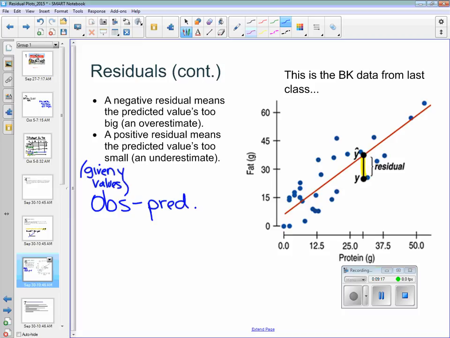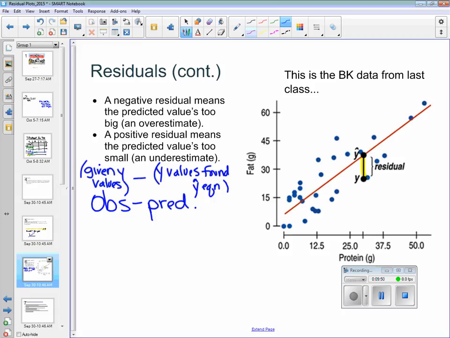Is the observed. Minus, how do I find the predicted values? They're going to be the y values found using the line of best fit. So they are the y values that are found using your y hat equation. And those are going to be the residuals. Now we're going to practice finding the residuals in a minute so you can see what I mean.